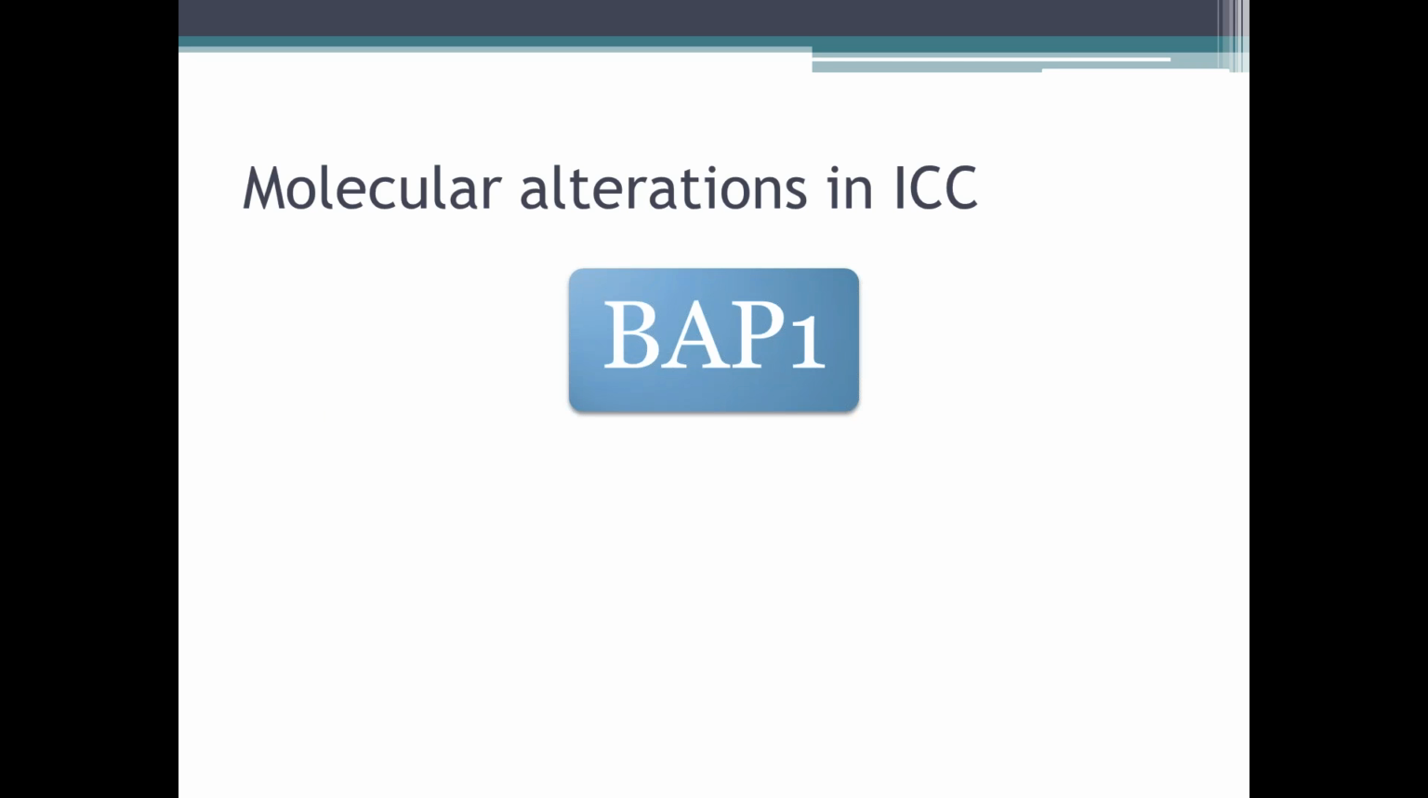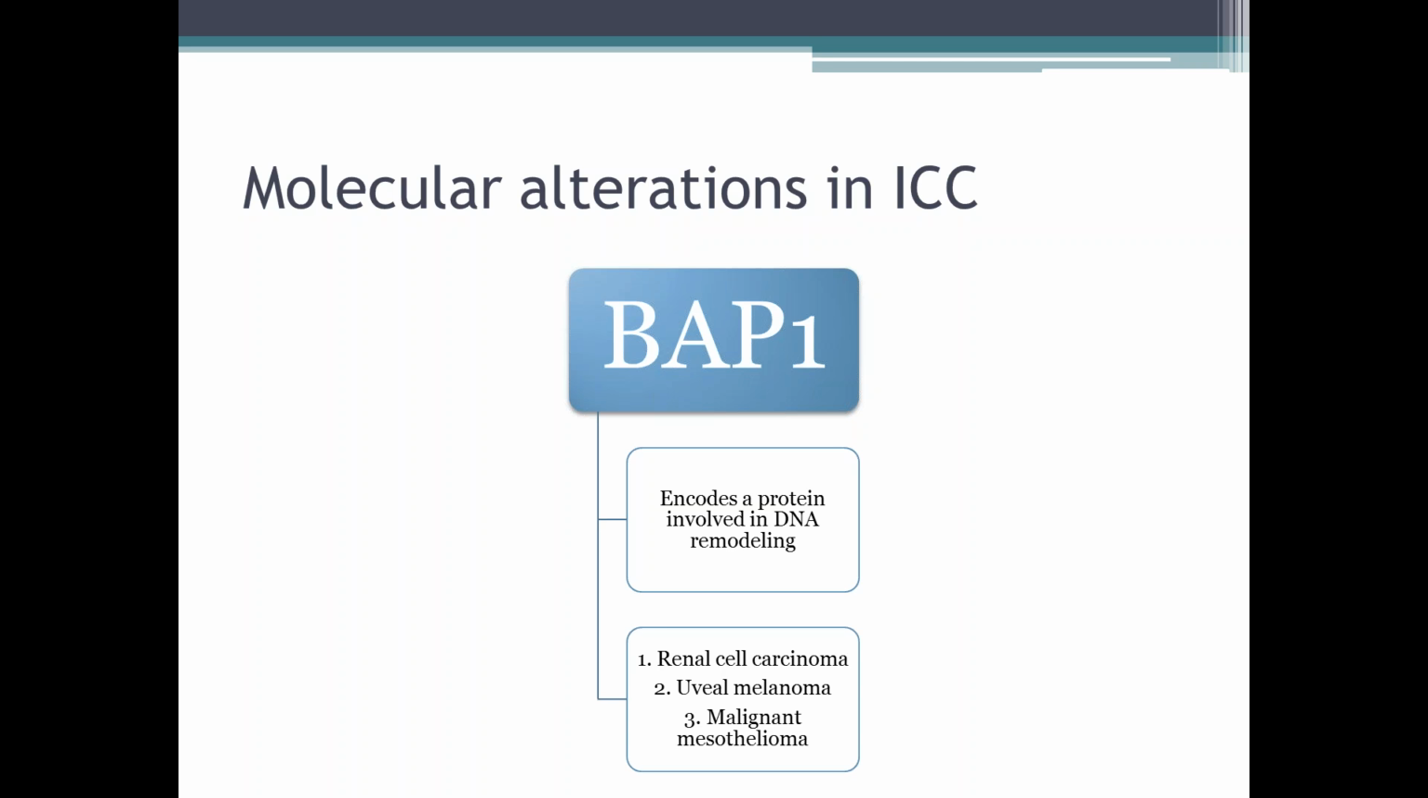Today, we're focusing on BAP1, which Dr. Javle did a very nice job describing in more detail than I'm going to do. But basically, BAP1 encodes a protein, which is the D-ubiquitinase that he talked about, that's involved in DNA remodeling. And then as a result, it regulates many complex pathways that occur within a cell. And we know this from studying this protein in cells and in the context of other cancers such as the uveal melanoma and malignant mesothelioma that Dr. Javle talked about.